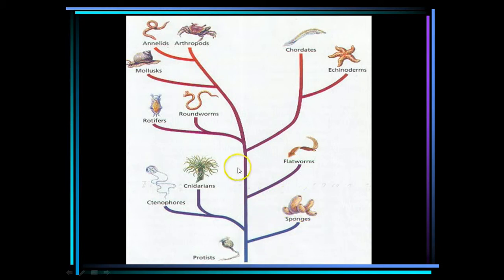As you go up the tree, the phylogenetic tree, you get more and more complex in the type of organism. If you take a look at the top, you see the most complex type of organism would be arthropods. Arthropods and annelids, however, must have something in common because they come off the same branch.